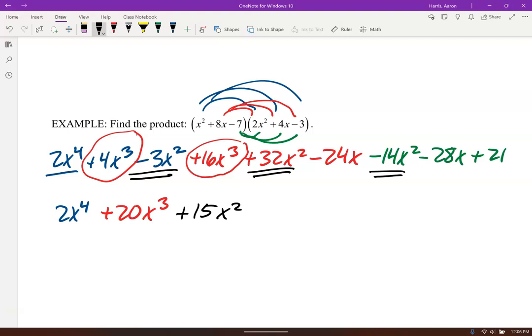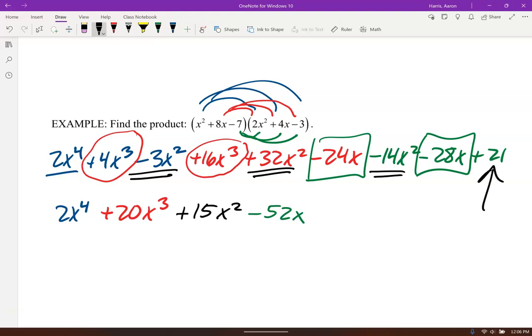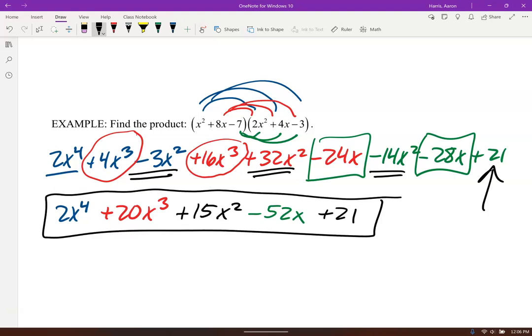And then, let's see, what color have I got? Green. Minus 24x minus 28x. So negative 24 minus 28 gives us 52. And finally, we've got the constant on the end, the 21. That's the only constant, so nothing else to combine it with. All right, so 2x to the 4 plus 20x cubed plus 15x squared minus 52x plus 21. Any questions from you guys?